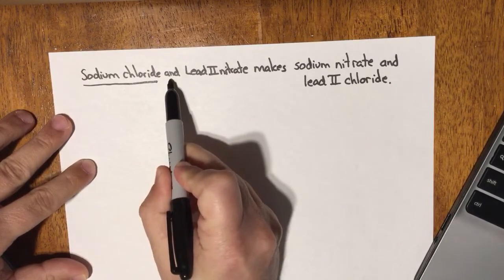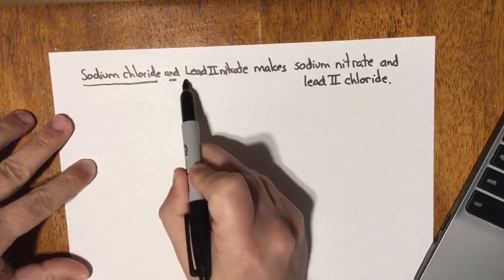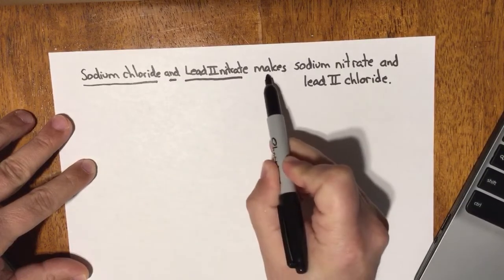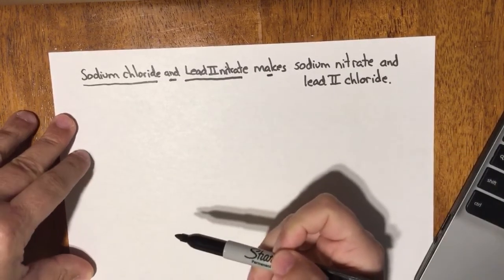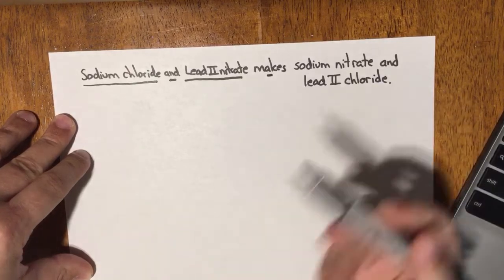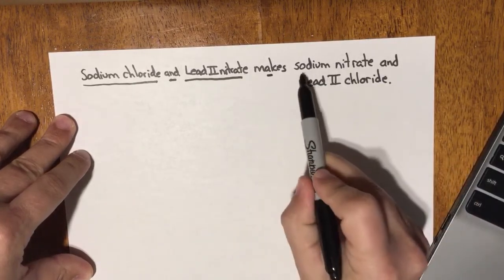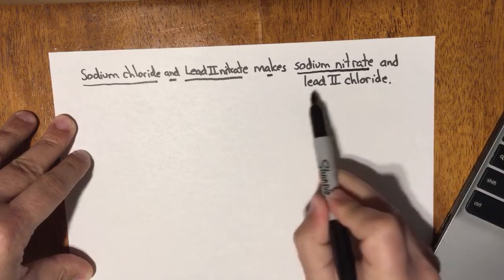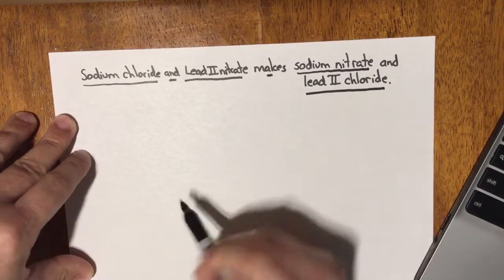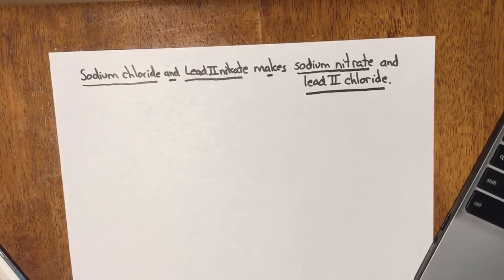I know we have a stop because we have an and, so we have a brand new chemical. Now I have this word makes. Last time I used the word yields, produces, anything like that, that's where our arrow is going to go. Sodium nitrate and lead 2 chloride. So we have to turn each of these into this. So this is where we're going to have to break out that ion sheet.